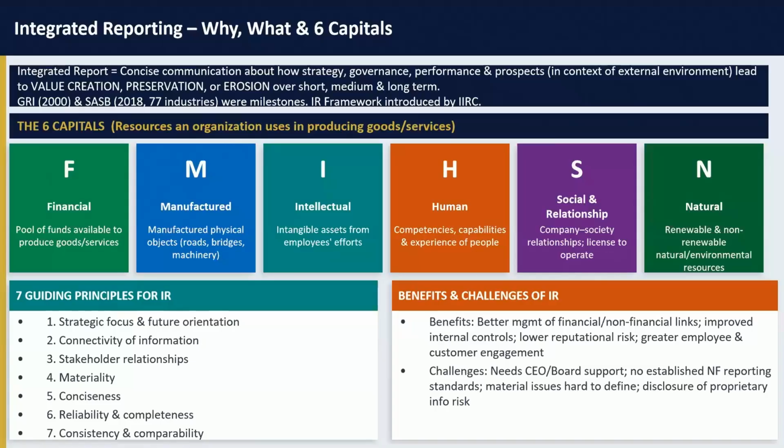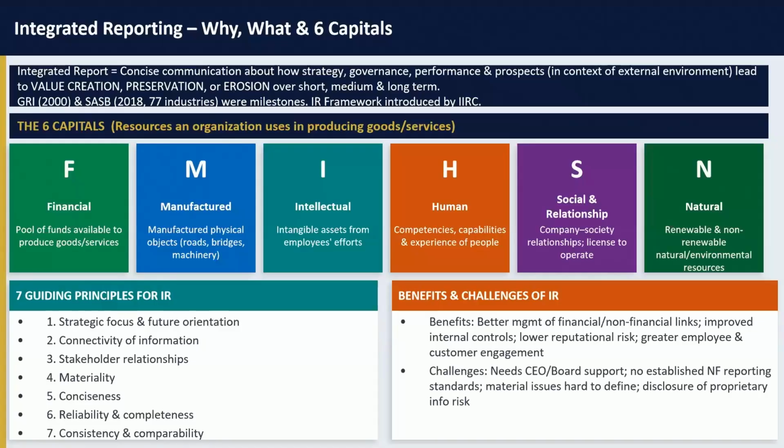So financial capital is nothing but the capital that we raise from our investors. Then manufactured physical capital means whatever infrastructure we are using. For example, the roads, bridges that are being constructed by government, and the manufactured physical capital within the company also. For example, plant and equipment that we constructed ourselves or purchased. All of them are coming under manufactured physical capital.